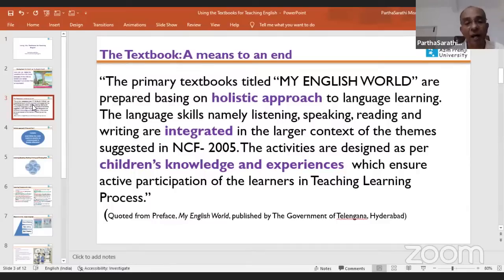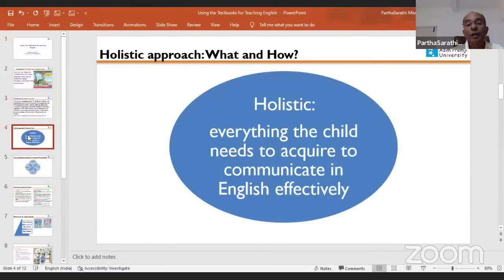I think the greatest harm to language teaching, especially English teaching, has been done with this LSRW, as if they come one after another. Certainly not. We should not teach like that. We should teach them in a holistic manner. That is, we should teach all these skills together. Holistic means everything the child needs to acquire to communicate in English effectively. The purpose of using a language is to communicate, either orally or in writing.